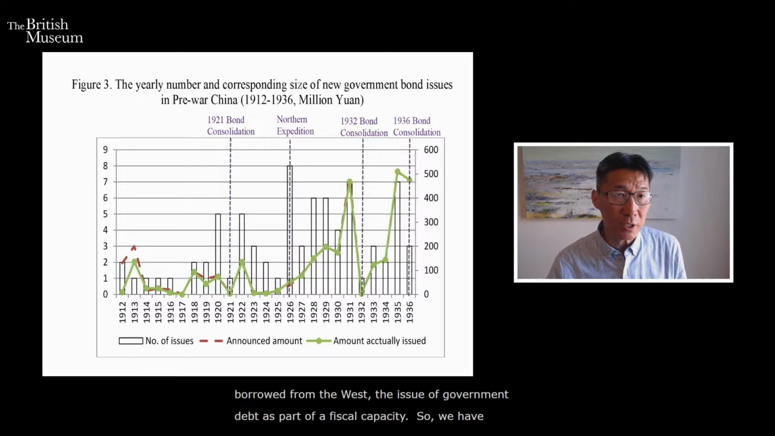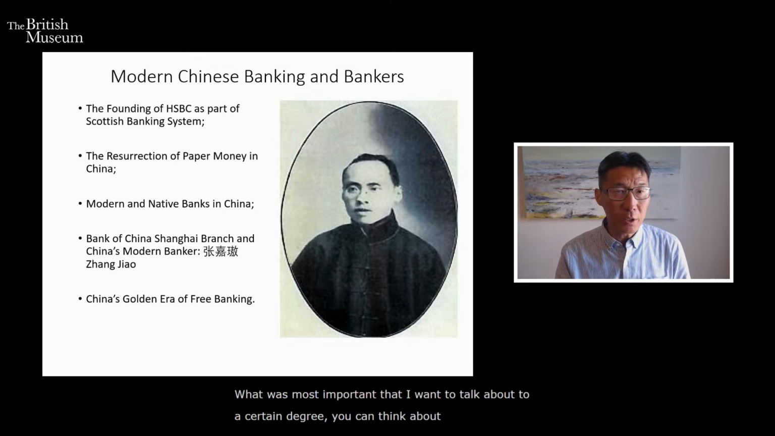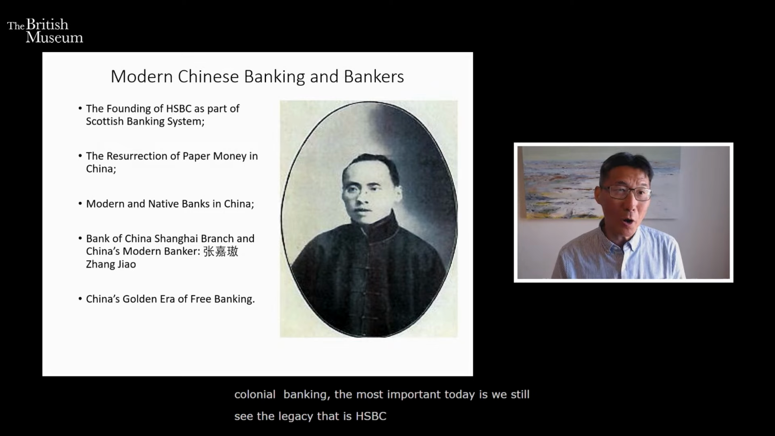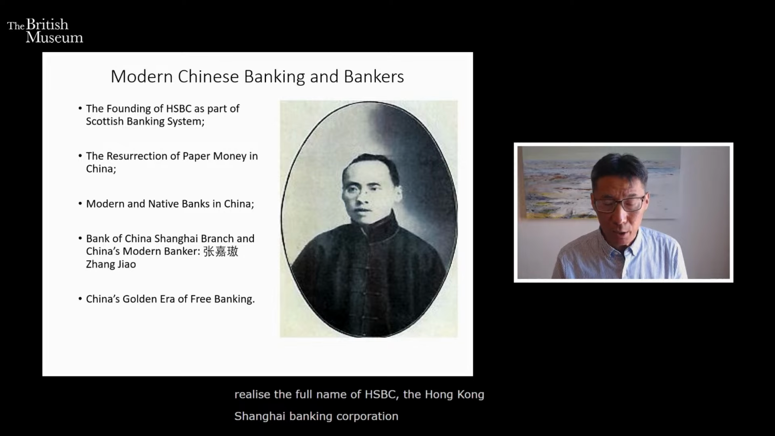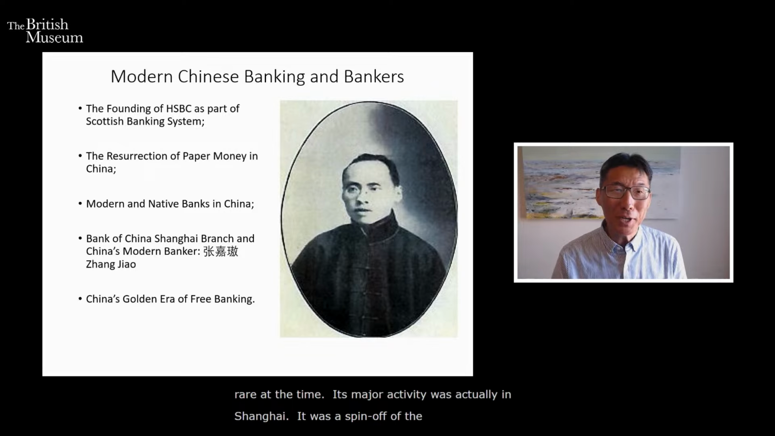What was most important, I want to talk about that. To some degree, you can think about the modern banking role of Shanghai as having to do with Western colonial banking, right? The most important legacy we still see today is HSBC. Many people didn't realize the full name of HSBC: it's the Hong Kong and Shanghai Banking Corporation, incorporated in Hong Kong using British common law. Corporations were very rare at the time, but its major activity was actually in Shanghai. And it was a spin-off of the Debin Ma Company, a Scottish trading firm that traded in opium and all the other things.